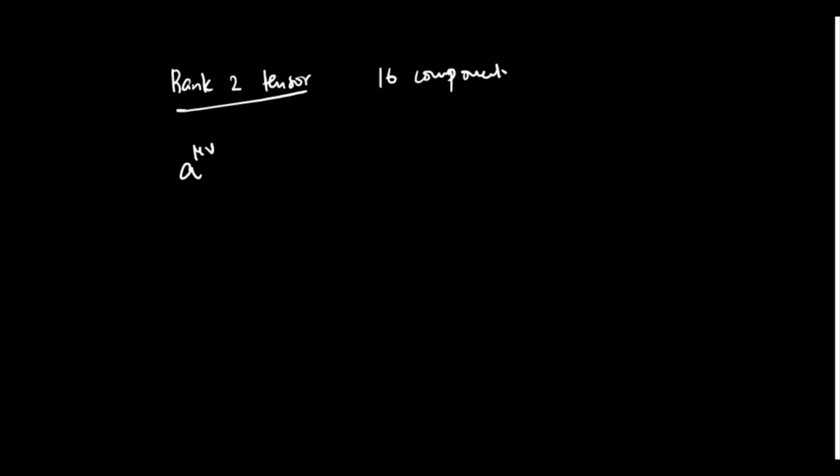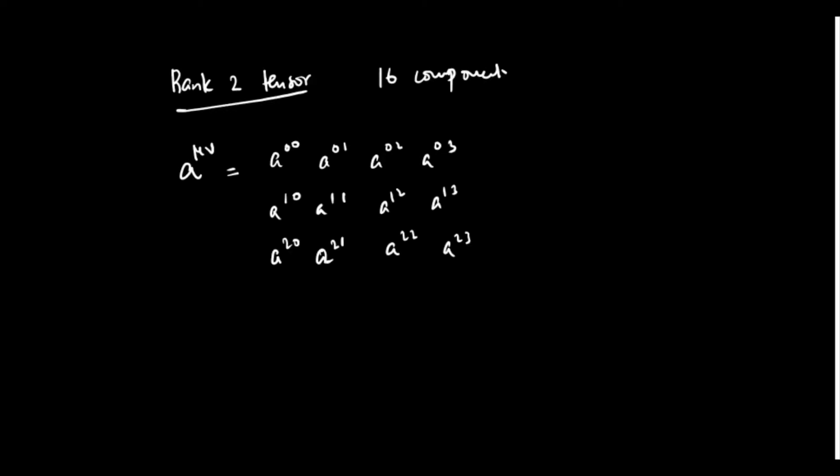So we have A mu nu, which is equal to this: A00, A01, A02, A03, A10, A11, A12, A13, A20, A21, A22 and A23, and then A30, A31, A32 and A33.